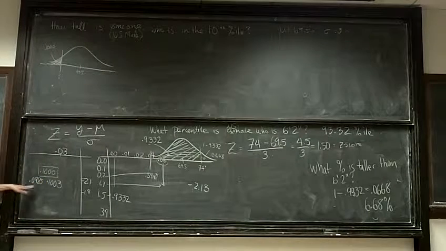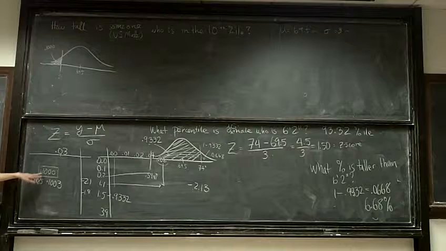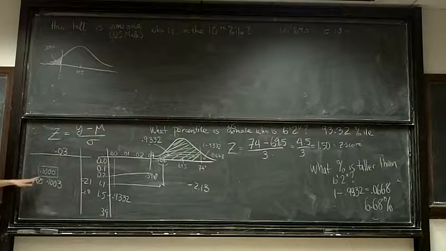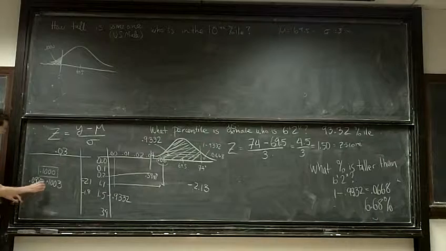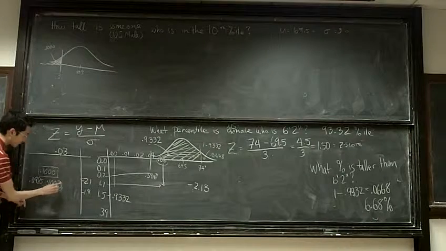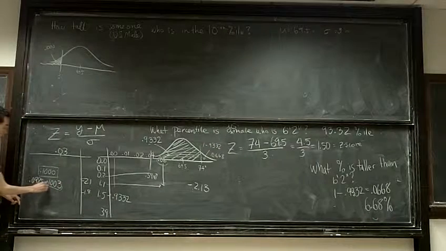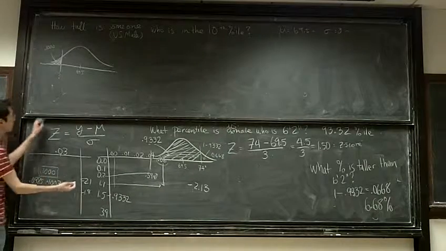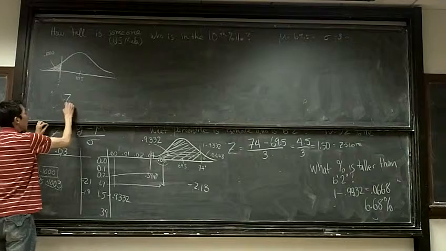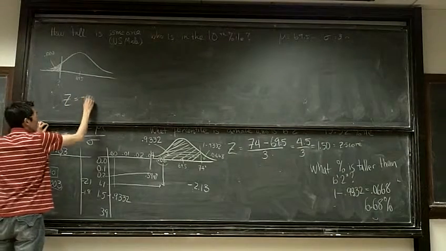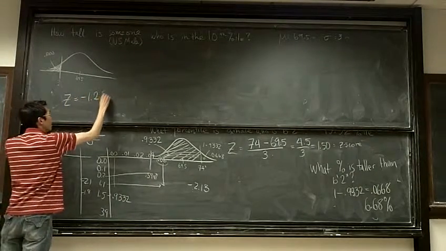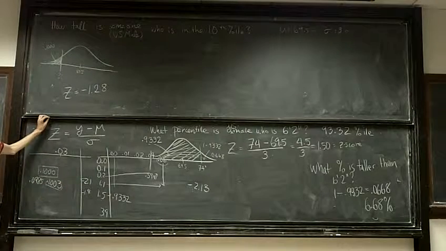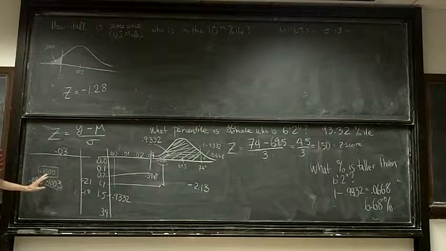Okay, so these two numbers are the two closest numbers to 0.1000 in the area of the table, okay? And this one is a little bit closer than this one. So I'm going to choose 0.1003, and that corresponds to a z-score of negative 1.28. Okay?